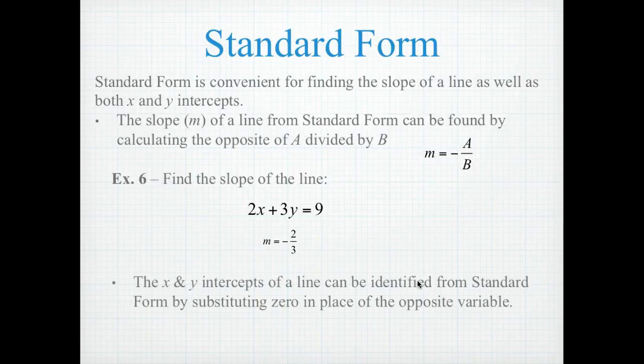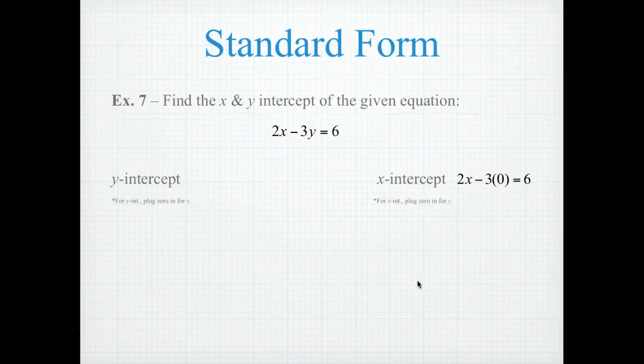The x and y intercepts can be identified from standard form by substituting zeros in place of their opposite variable. So for this example, 2x minus 3y equals 6, I'm able to find both the y-intercept and the x-intercept by plugging in zeros for its opposite variable. To find the y-intercept, I plug in 0 for x, and to find the x-intercept, I plug in 0 for y. Plugging in 0 for x eliminates the term with x and leaves me with negative 3y equals 6, so y is equal to negative 2.